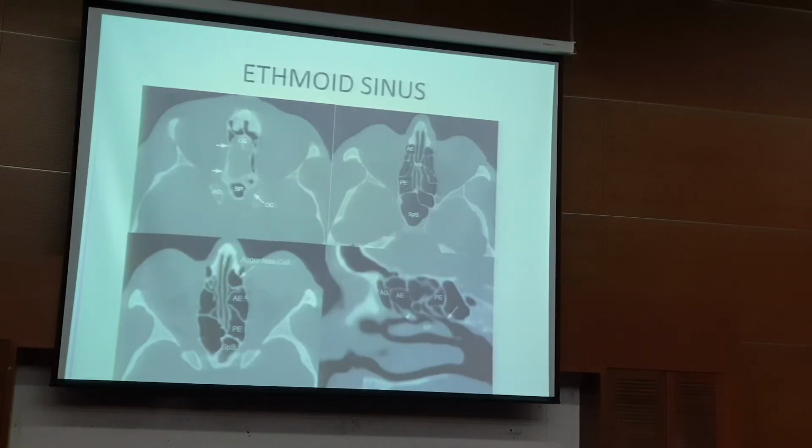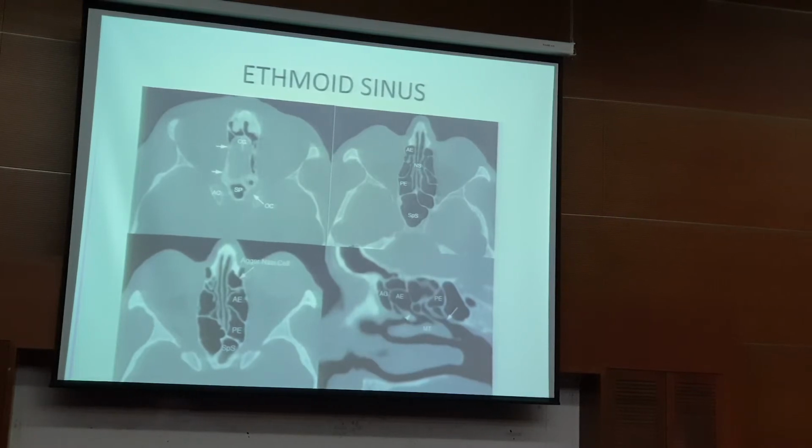Okay, ethmoid sinus. The ethmoid sinus contains about 3 to 18 air cells in general, and it is quite important because it has various structures within the confines of the ethmoid sinuses. One in particular would be the anterior ethmoidal artery, which is best seen on the axial scan. On the superior aspect, you can see two notches here.